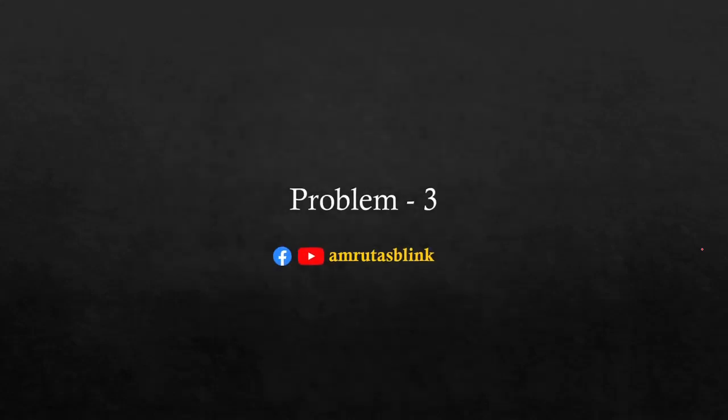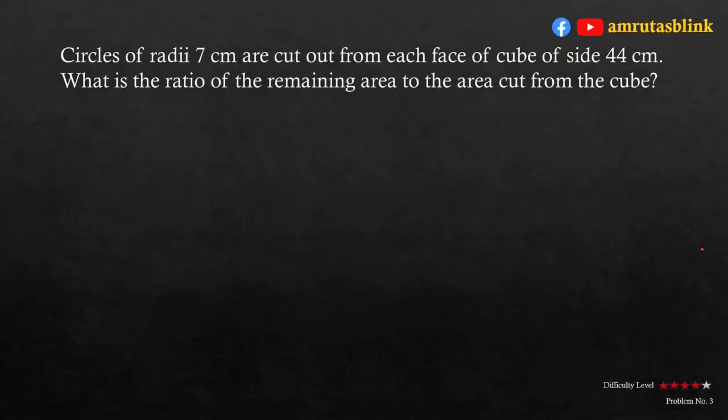We'll move to problem number 3. Circles of radius 7 centimeter are cut out from each face of the cube of side 44 centimeter. What is the ratio of the remaining area to the area cut from the cube? 7 as to 81, 81 as to 7, 1 as to root 7, root 7 as to 1 and root 11 as to 1.